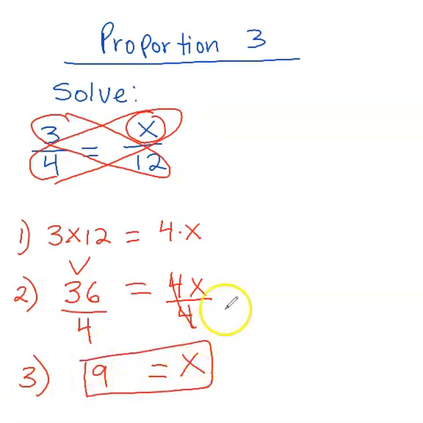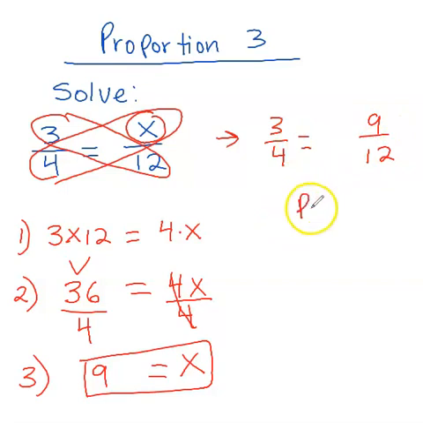So let's put it back here. 3 over 4 is equal to 9 over 12. And when you do that, it is proportional, because 3 times 12 is 36, and 9 times 4 is 36. So that's how you solve it with a variable. All right, let's go to the next one.